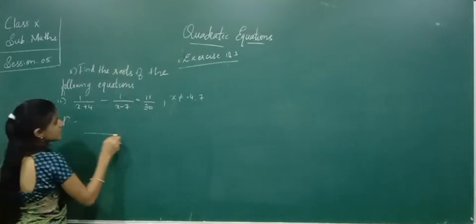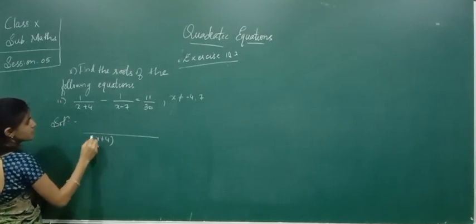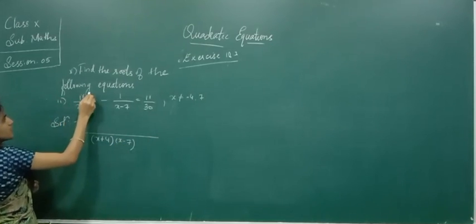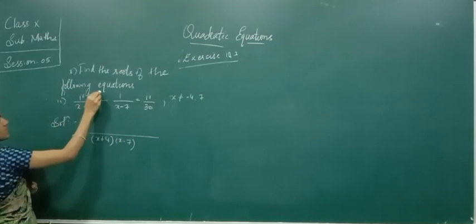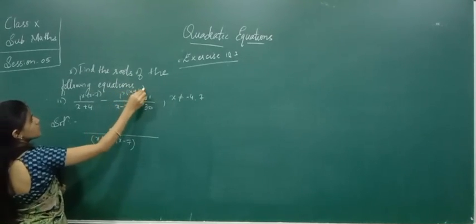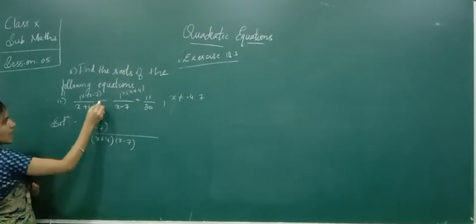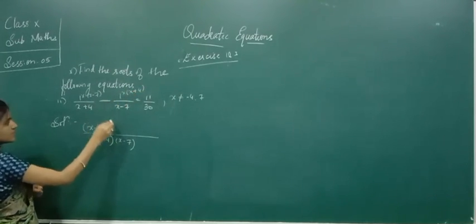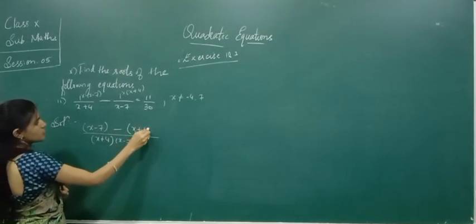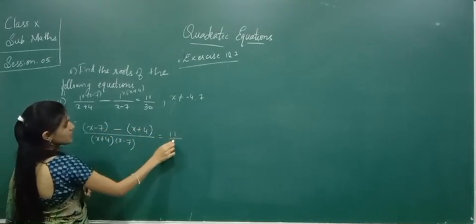First let us find the LCM. What is it? x plus 4 into x minus 7. Here I should multiply with x minus 7 and here it should be multiplied with x plus 4. Then I am left with x minus 7, and I have a minus sign in the middle, which is going to be minus, then x plus 4, which will be equal to 11 by 30.